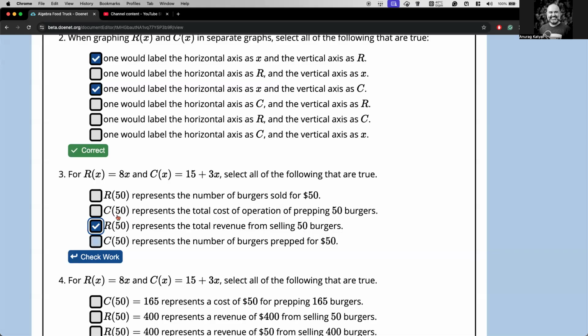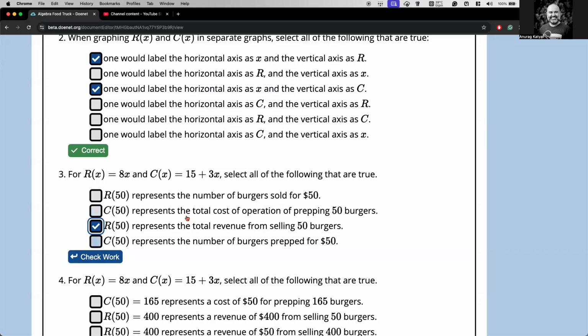What do you think C of 50 means? Not per burger, because it's C of X or C of 50. Total cost of 50 burgers. What should it say if you wanted the cost of a burger? C of X would be the cost of an unknown number of burgers. C of 1 would be the cost of one burger. What would be C of 7? Cost of prepping 7 burgers. Are we okay with that?